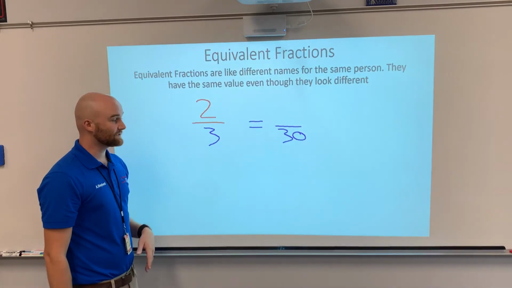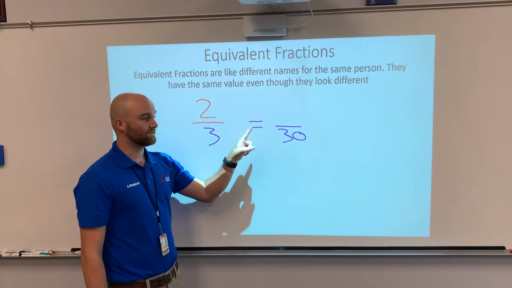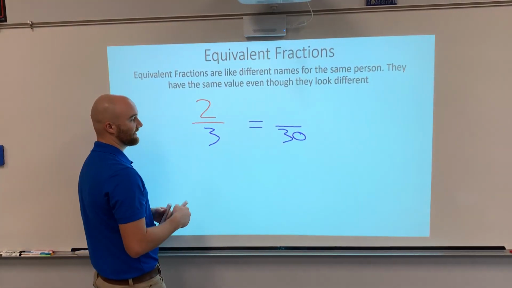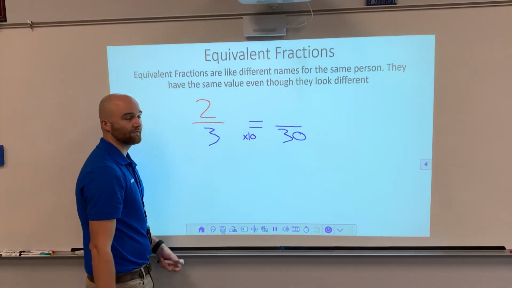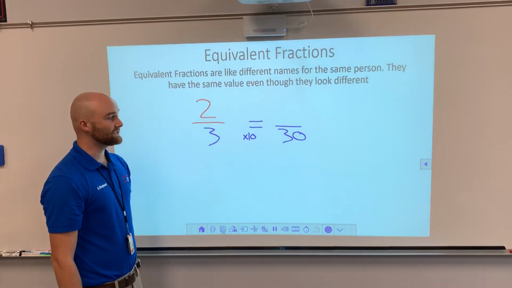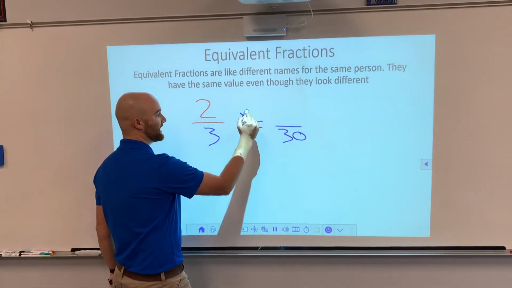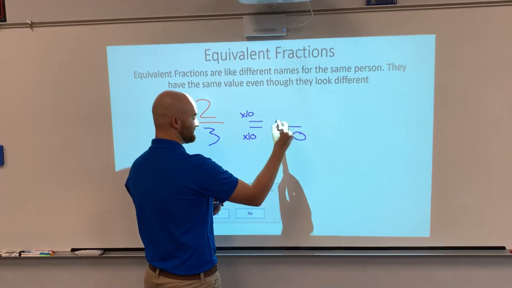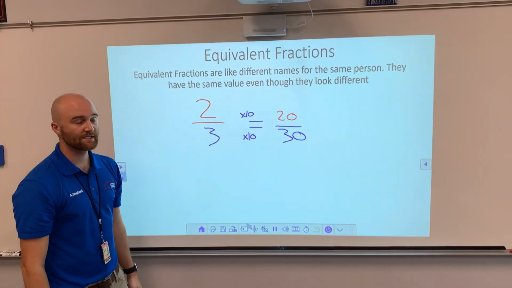Okay, so in order to figure this out, I have to look at the 3 and see what can I multiply by to give me 30. Well, if I multiply 3 times 10, it will give me 30. In order to keep these equal, I have to do the same thing on the top. 2 times 10 will give us 20. So that means then that 2/3 is the same thing as 20 30ths.